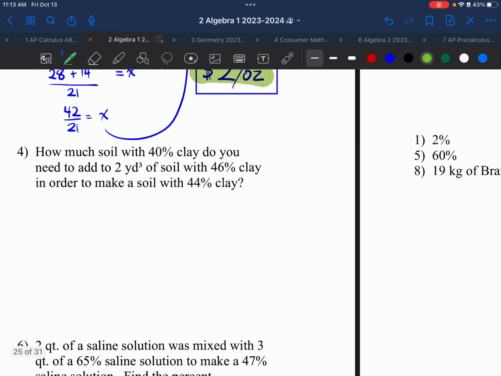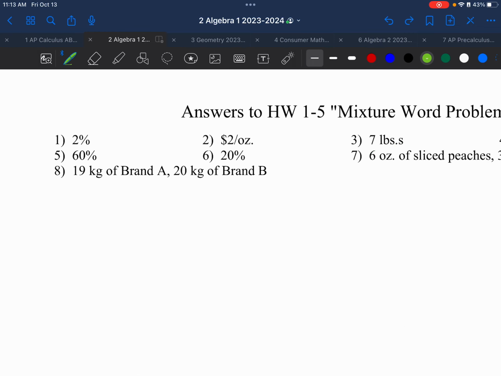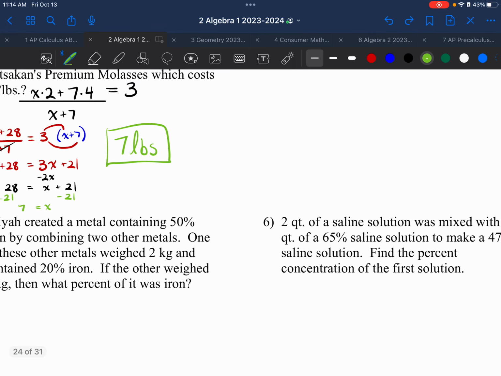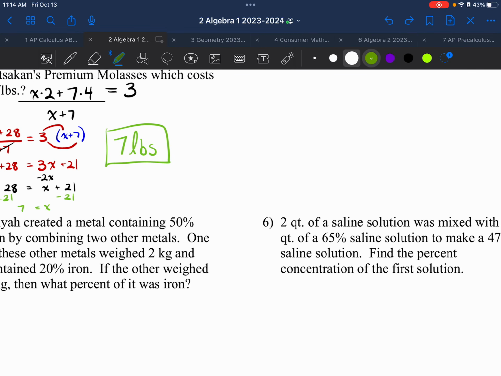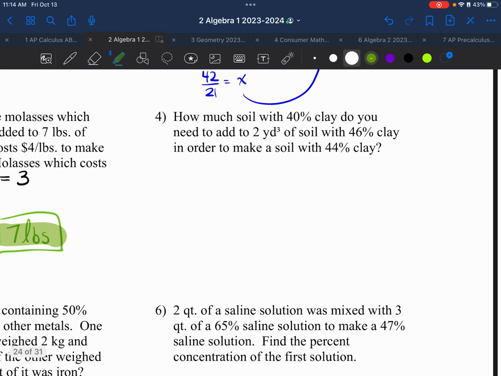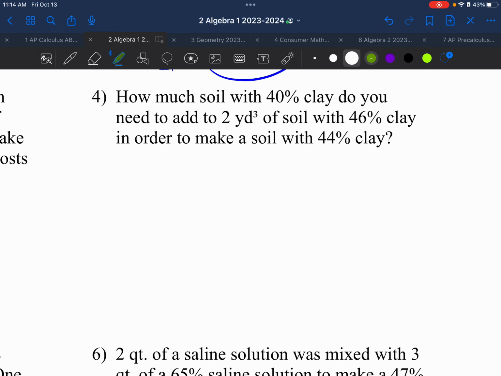And what we should be doing is checking our answer, 7 pounds. So I'm going to come down here, and we're going to highlight that one green. I got that one right. All right. Number 4, how much?